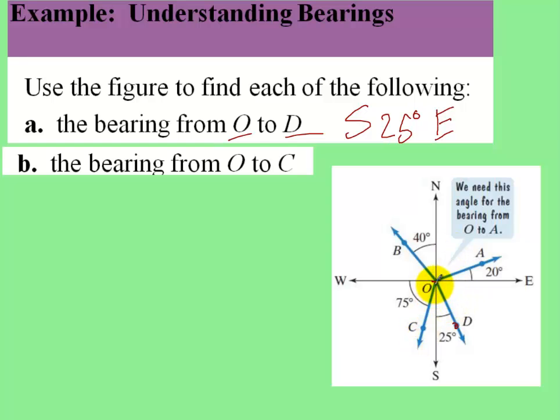The bearing from O to C would be right here, and it goes south first, and then it goes west, and it goes, well, not 75 degrees, don't fall for that trap. It's the complement of 75, because 90 minus 75 is going to be 15. So south 15 degrees west. There you go.